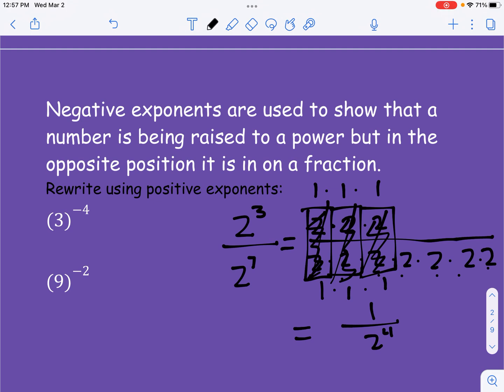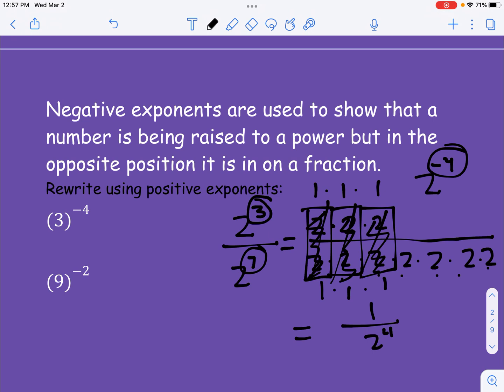Now, think about this for a second, right? What did we do, and how can I write this, all right? Now, if I go 3 minus 7, I get 2 to the negative 4th, and that's not what I have. I have 1 over 2 to the 4th. But what a negative exponent represents is that it is in the opposite place in the fraction from where it's currently.